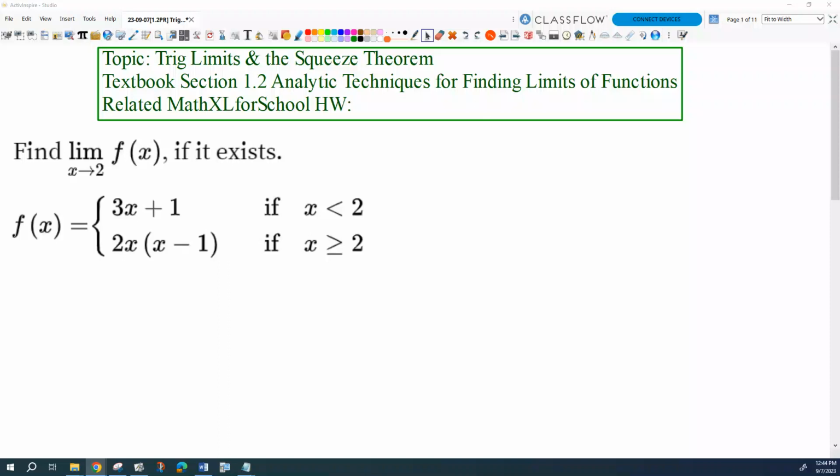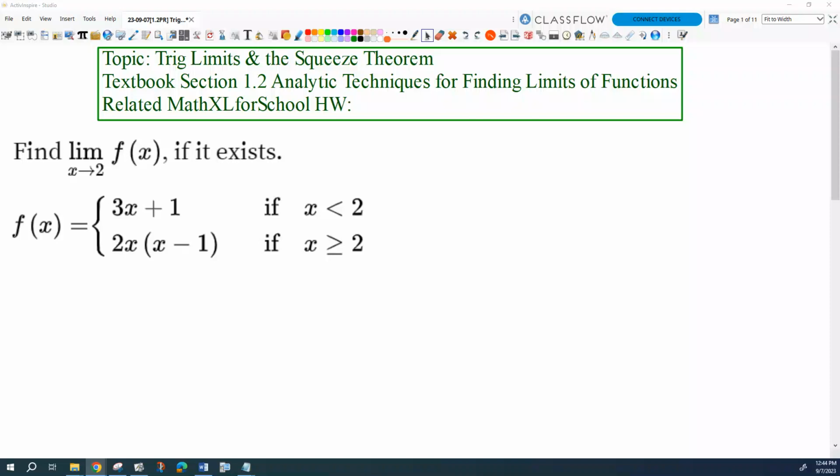Okay, trig limits in the squeeze theorem. Before we jump into that, I want to go back and revisit just a couple topics from earlier this week, last week. A couple things I want to just hit one more time. I was looking through our notes and I thought this would be worth doing.